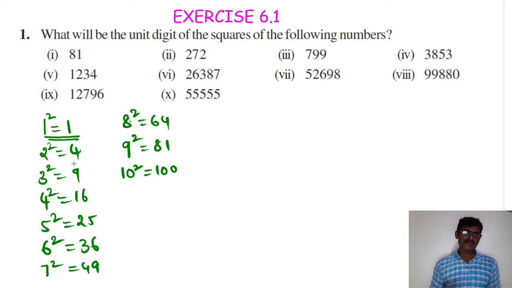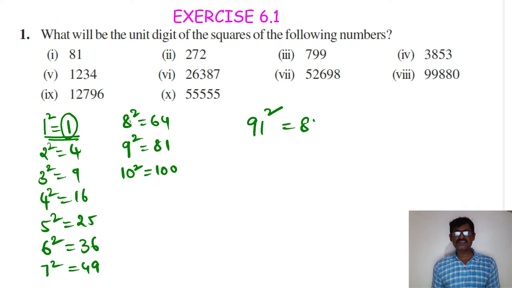Now if you take 1 square, that is equal to 1. Whatever the number you take, if the digit in units place is 1, then the square of that number has 1 in its units place. Suppose we take 91 square, the value is 8281. So the digit in units place is 1. Similarly, if you take 71 square, whatever the number may be, the digit in units place will be 1. Like that, it works for all the remaining numbers also.